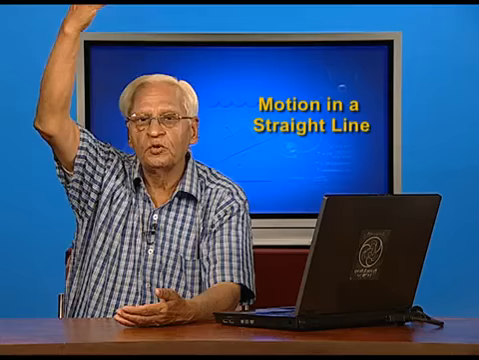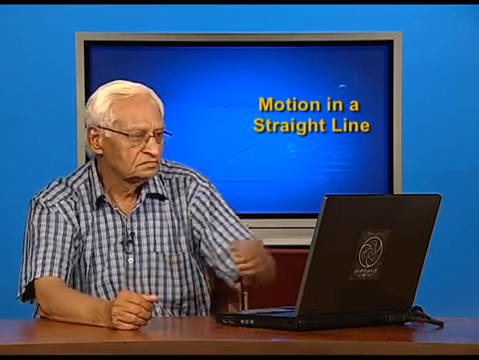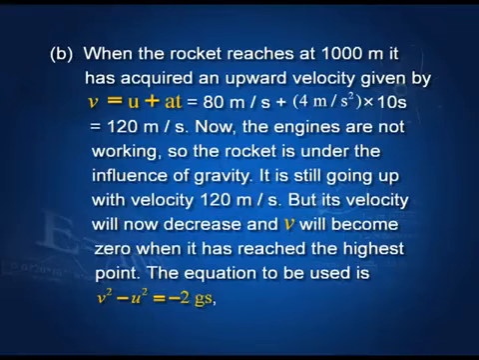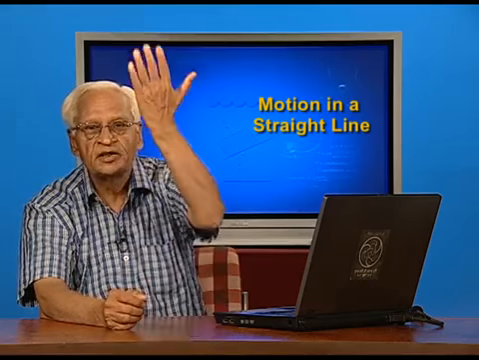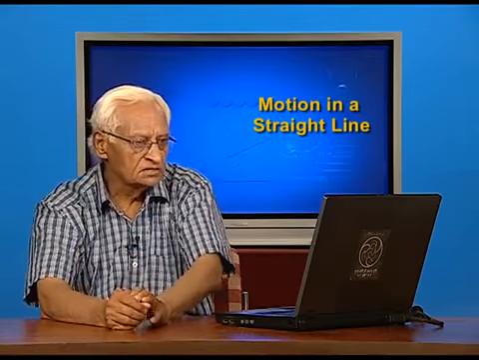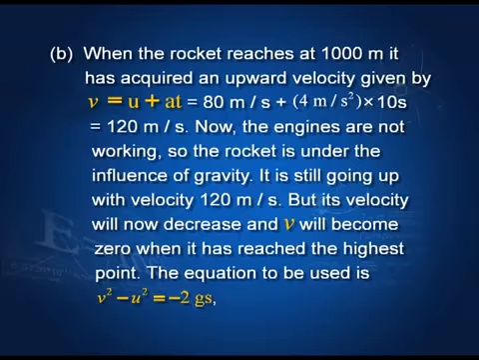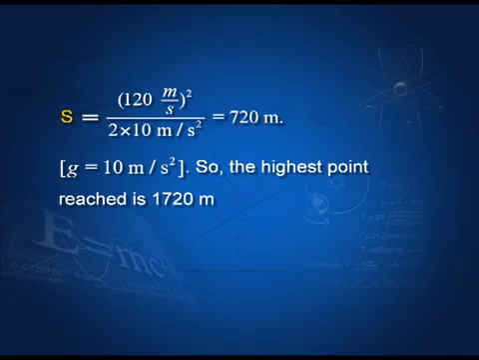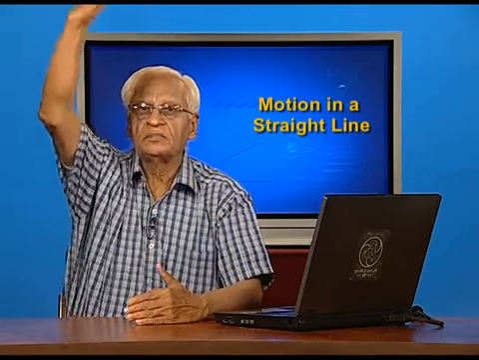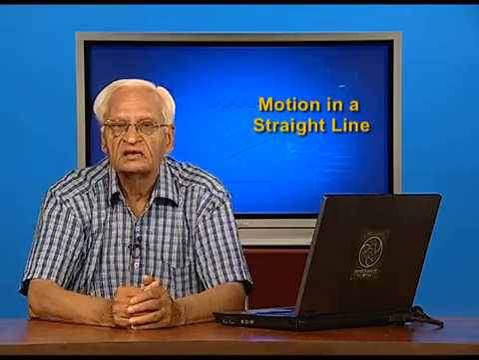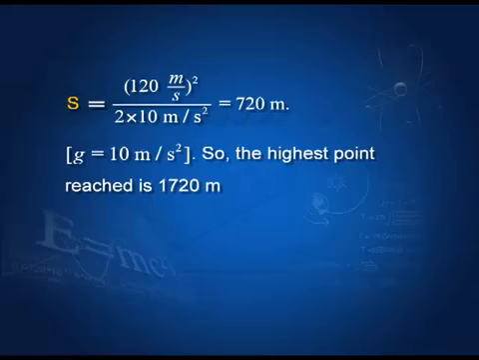When it reaches the topmost point, its velocity becomes 0 and initial velocity is 120 meters per second. g is 10 meters per second square with a minus sign, because the rocket is still going up and the acceleration is downwards. Therefore, we use this equation and get S equal to 720 meters. That is, from 1000 meters the rocket still goes up a distance of 720 meters when its velocity becomes 0. So, the total distance covered by the rocket is 1000 plus 720, that is 1720 meters.